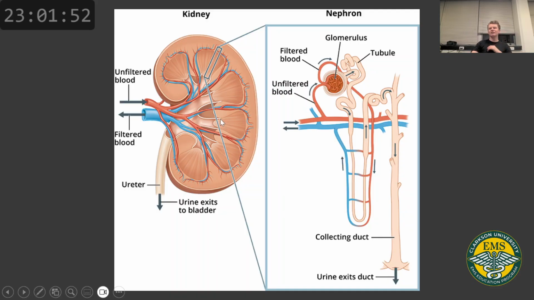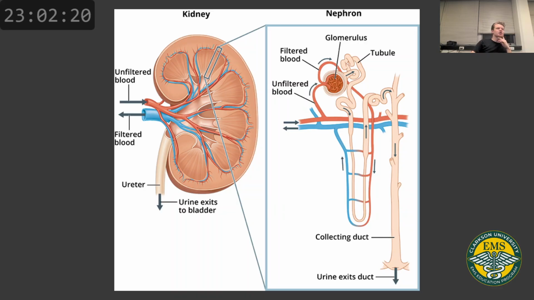This section on the left is what we're sort of used to seeing. It's this bean-shaped organ that sits in the retroperitoneal space. Unfiltered blood comes in here in the renal artery, goes to the renal medulla and passes through one of these nephrons and then recollects into the renal vein where it goes back to the inferior vena cava and back up to the heart to be redistributed.